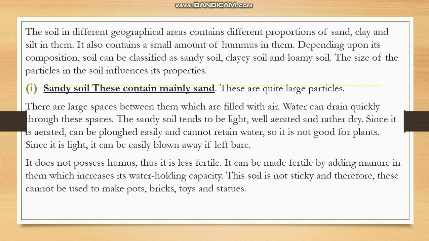Sandy soils, however, cannot hold water. Sandy soils lack much nutrients, hence do not support the diverse growth of plants. So this cannot be used to make pots, bricks, toys and statues.